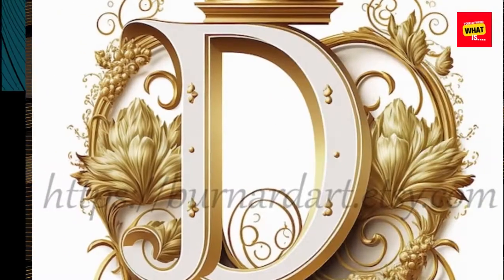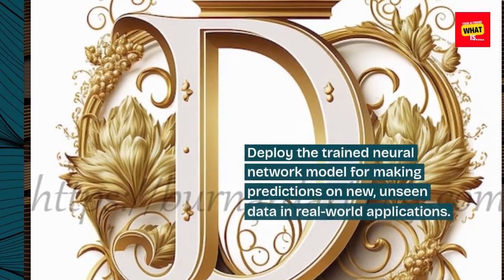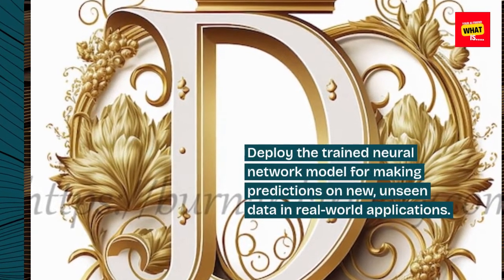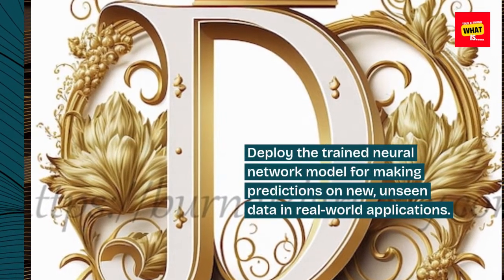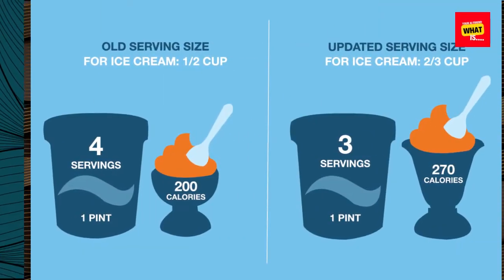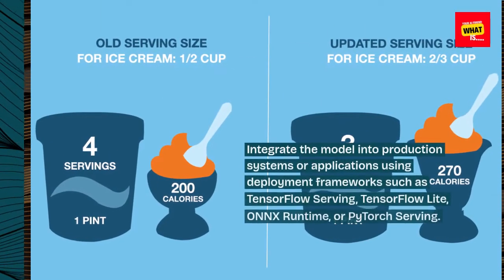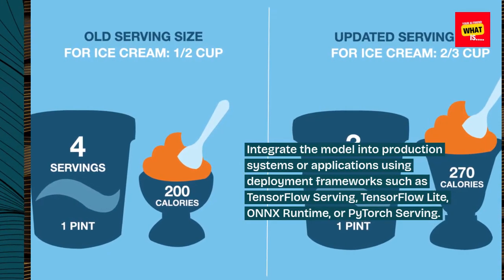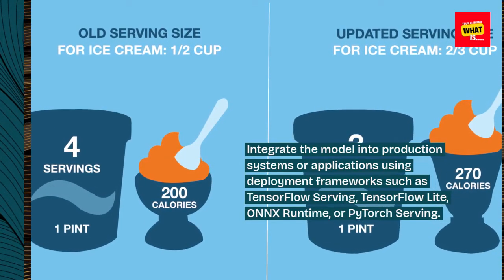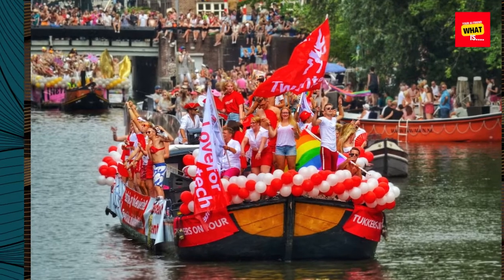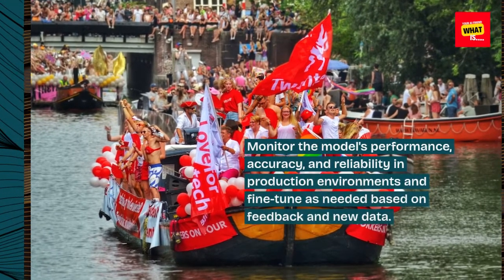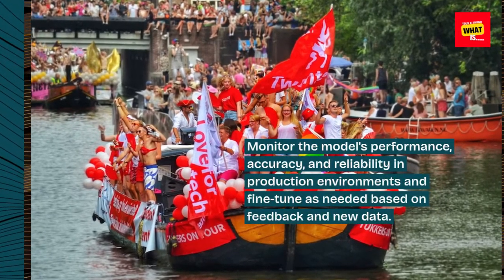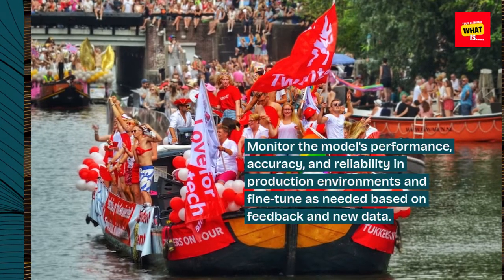Deployment and inference. Deploy the trained neural network model for making predictions on new, unseen data in real-world applications. Integrate the model into production systems or applications using deployment frameworks such as TensorFlow Serving, TensorFlow Lite, ONNX Runtime, or PyTorch Serving. Monitor the model's performance, accuracy, and reliability in production environments and fine-tune as needed based on feedback and new data.